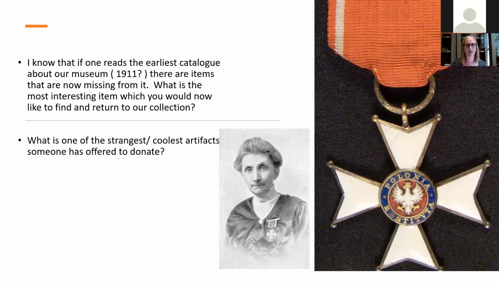So we do have an early catalog from 1911, and there are items that are missing from it. What is the most interesting item which you would now like to find and return to our collection? Very good question, Bob, which is tough. I went with the hat worn by Ralph Clench at the opening of the Parliament in 1792 in Niagara. That was apparently donated by Johnson Clench, and we can't find it. It could have been traded out of the collection or something way back in the day. We're not sure, but there are a few items that we would love to have here again at the museum.